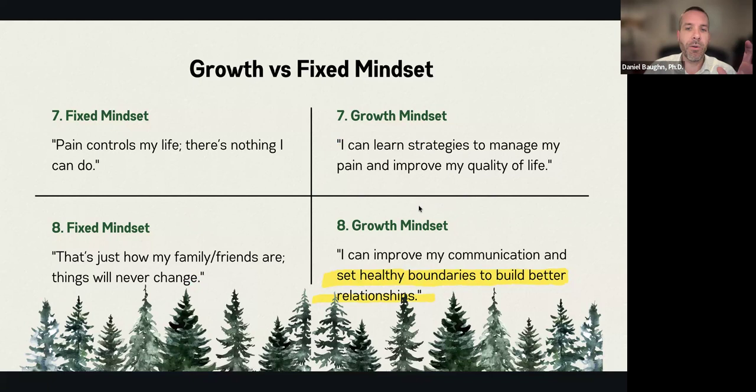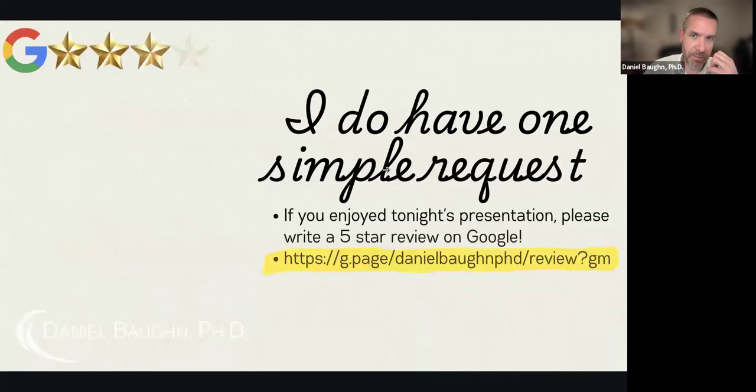Our sleep is one of them, but so are a bunch of other things. But again, another piece of why, the mindset is super relevant.